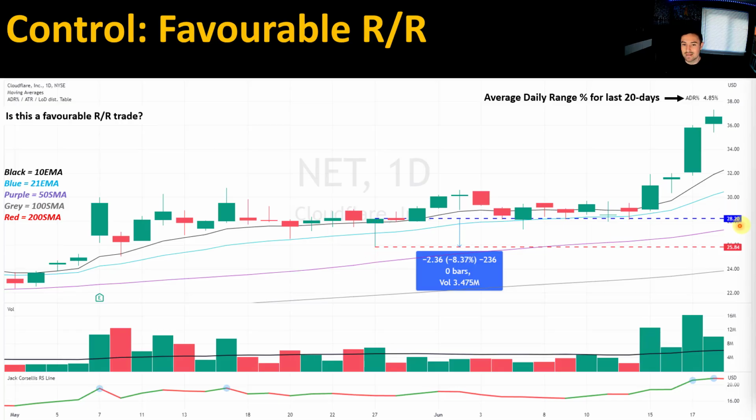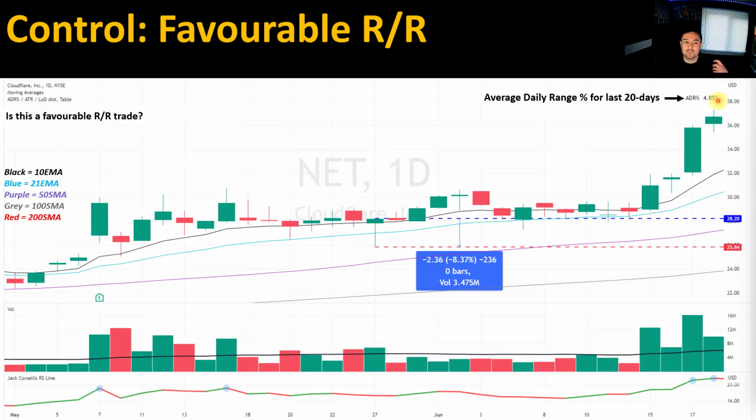So you're targeting it at 28.20 with a stop a penny below, say 25.84, where your initial stop is 8.337%. Does it make any sense? Not to me, because it's nearly twice the ADR percentage. I don't want to do that.